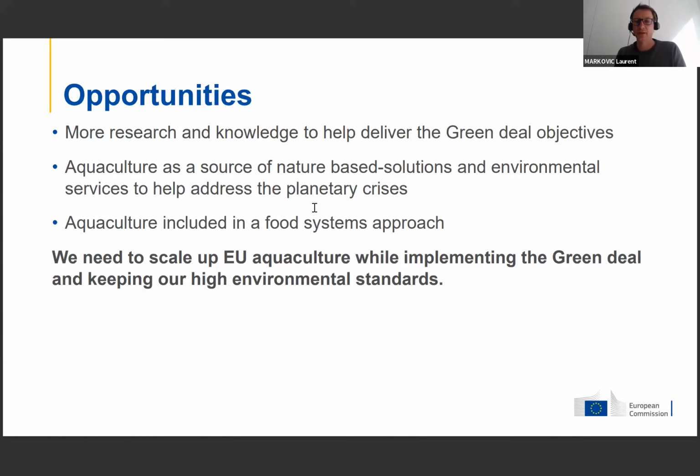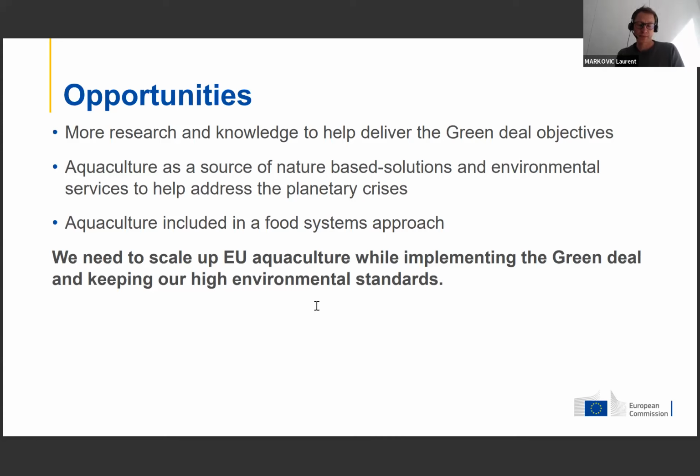So whenever you have challenges, obviously you need to be able to get a hold of opportunities. So, opportunities, one of them would be more research and knowledge, which we need to help deliver the Green Deal objectives. Aquaculture is also a source of nature-based solution. For instance, oyster aquaculture can capture CO2, or other, let's say, mariculture, aquaculture for algae and others. And they also can deliver environmental services that can help address the planetary crisis, so biodiversity crisis, the climate crisis, and so on. And all in all, the aquaculture must be included in a fully integrated food system approach, so to help bridge all the gaps we have.